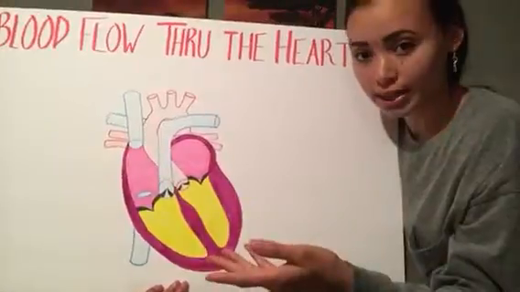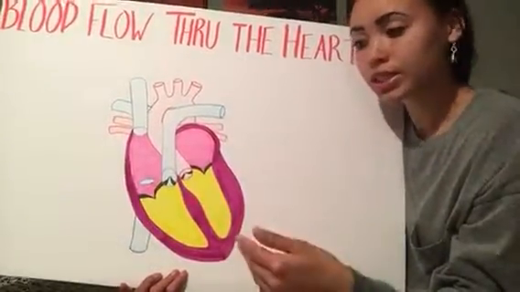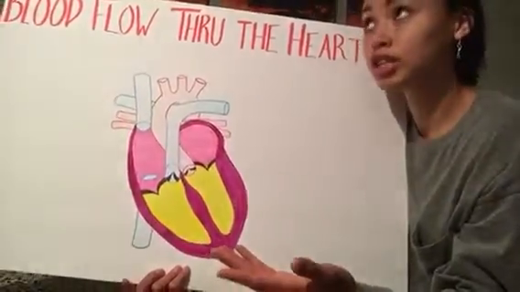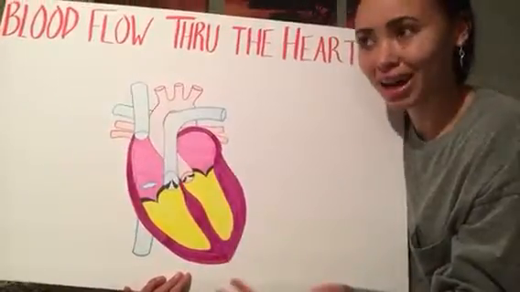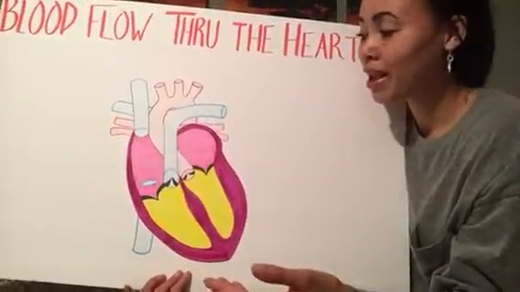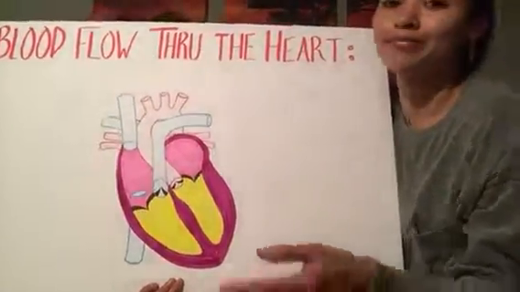It's an ongoing process that keeps the blood oxygenated that goes to the tissues and keeps deoxygenated blood going to the lungs to get oxygenated to go to the body, as well as the heart. And this concludes my presentation on blood flow through the heart.